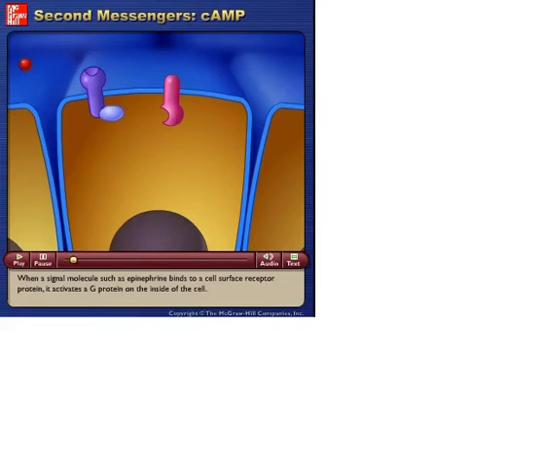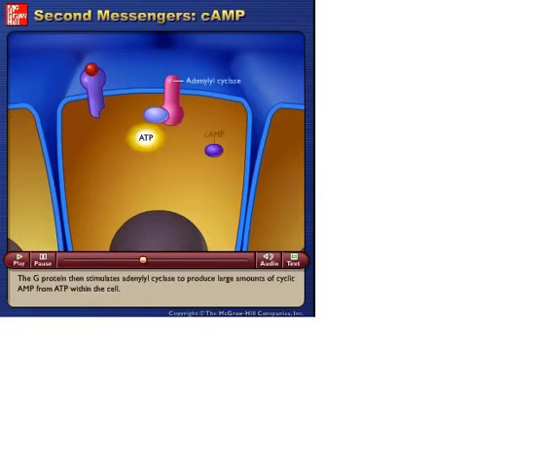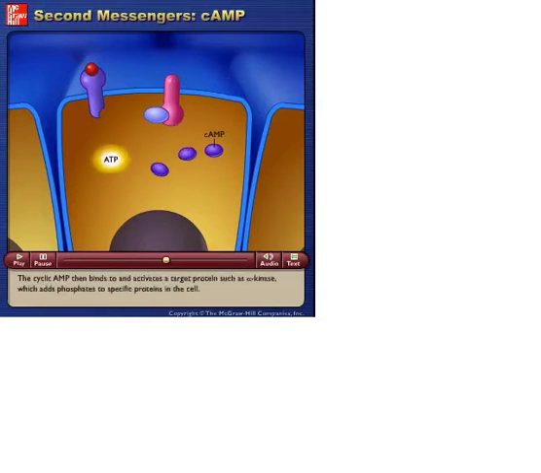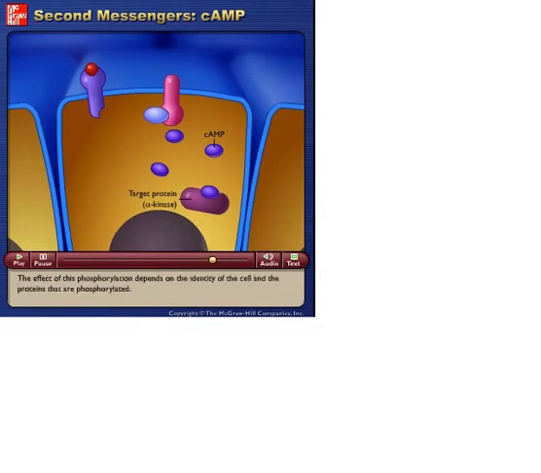When a signal molecule, such as epinephrine, binds to a cell surface receptor protein, it activates a G protein on the inside of the cell. The G protein then stimulates adenylyl cyclase to produce large amounts of cyclic AMP from ATP within the cell. The cyclic AMP then binds to and activates a target protein, such as protein kinase, which adds phosphates to specific proteins in the cell. The effect of this phosphorylation depends on the identity of the cell and the proteins that are phosphorylated.